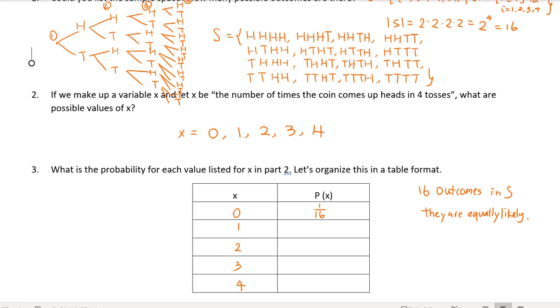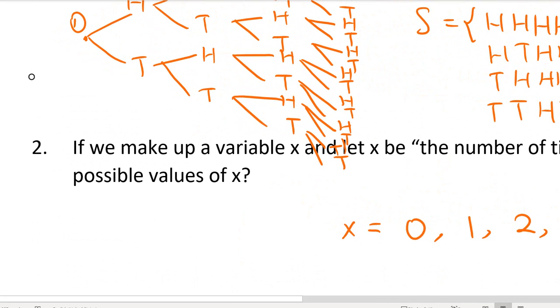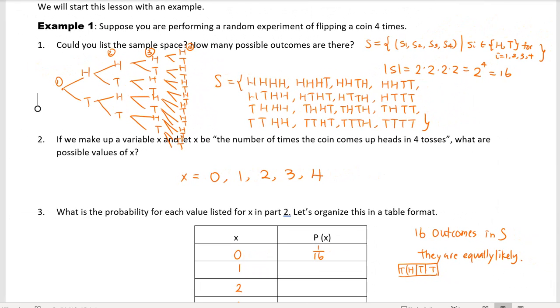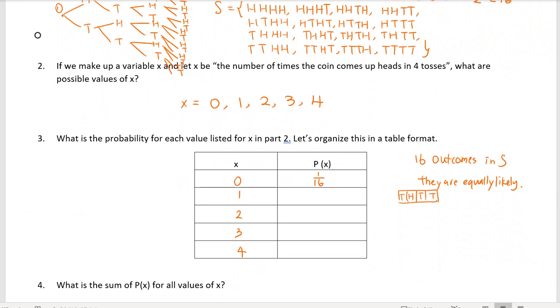How about 1 head? Well, how do I figure out 1 head? Here we have 4 flips, 1 head, which means we have 4 boxes. We want to pick 1 box to fill with the head, and then the other boxes are just tails. So we have 4 choose 1. Okay, so 4 boxes, we choose 1. What is that? 4 choose 1 is 4. So 4 choose 1 over 16, 4 over 16, which is 1 over 4.